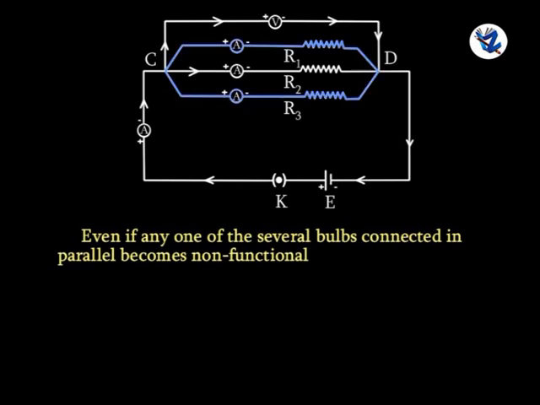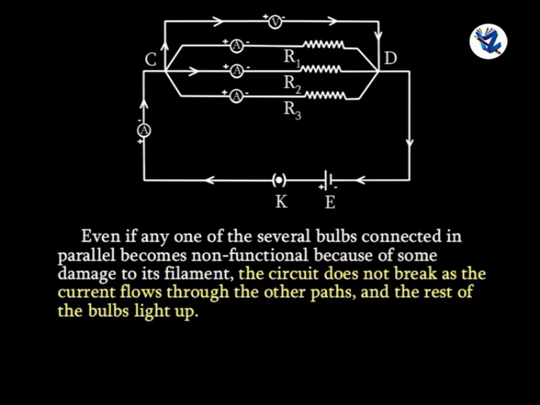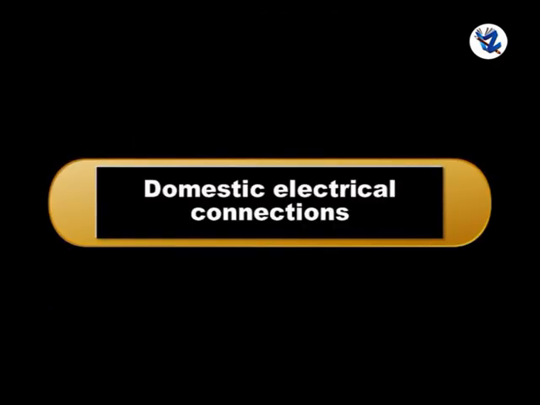Even if any one of the several bulbs connected in parallel becomes non-functional because of some damage to its filament, the circuit does not break as the current flows through the other paths and the rest of the bulbs light up. Now, domestic electrical connections.